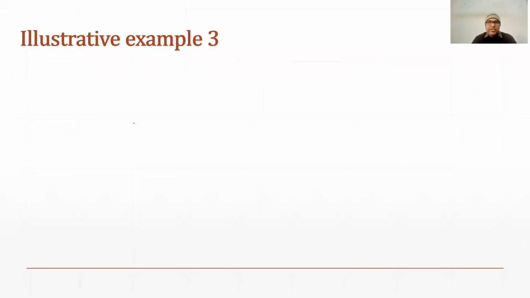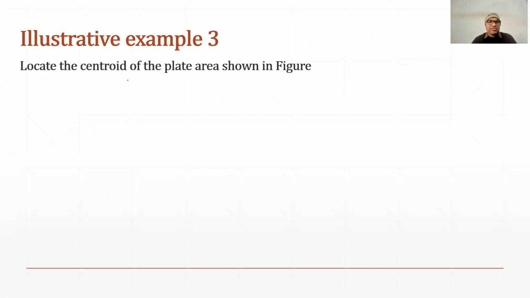Hello, welcome back. So now in this part, we will solve an example. We will take an example of a complex or composite area, and then we will find out the coordinates of the centroid of that area. In it, it is written that we have to locate the centroid of the plate area shown in the figure.